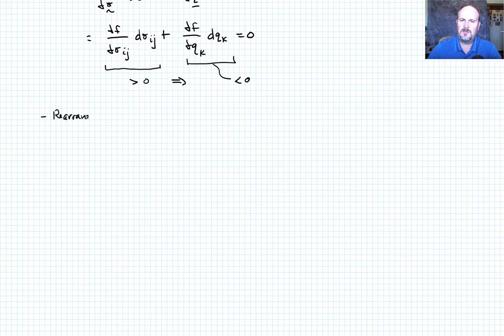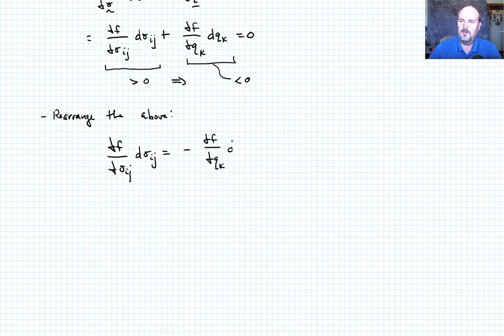So we can just rearrange the above. If we do that, we end up with the partial of f with respect to sigma ij, d sigma ij, is equal to negative partial f with respect to qk, dqk. Okay? Well, that feels like an exercise in futility, maybe. So what does that actually tell us? Why would we write this?